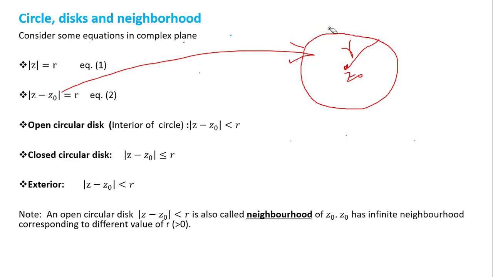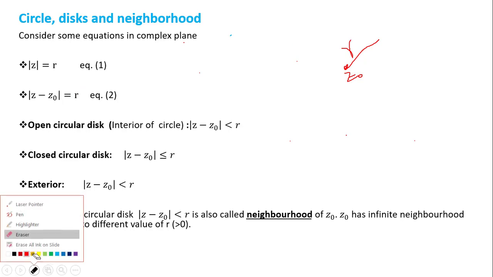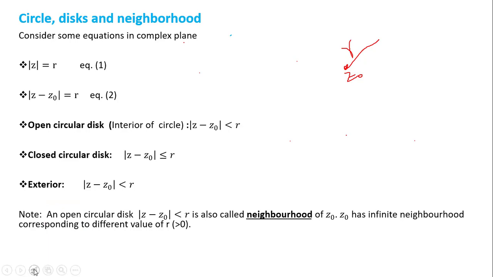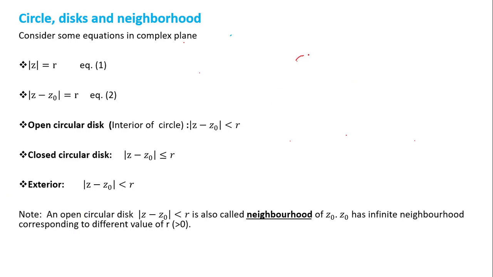Because that is not equal to r. So to draw this, we draw it with a dotted line. We'll draw it again one more time, no issues. We draw it like this with a dotted line, and we say dotted line means boundaries are not included. So this is an open circular disk.